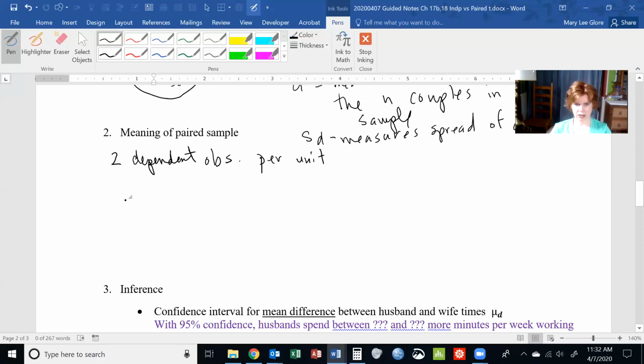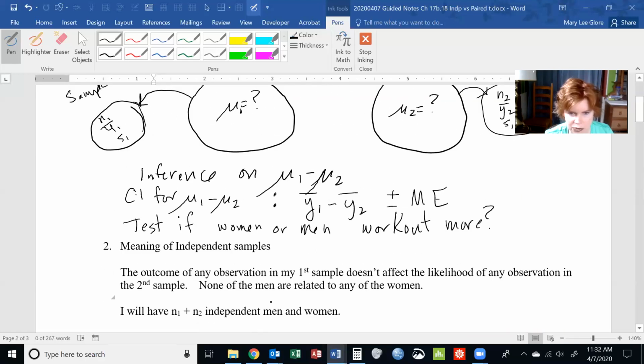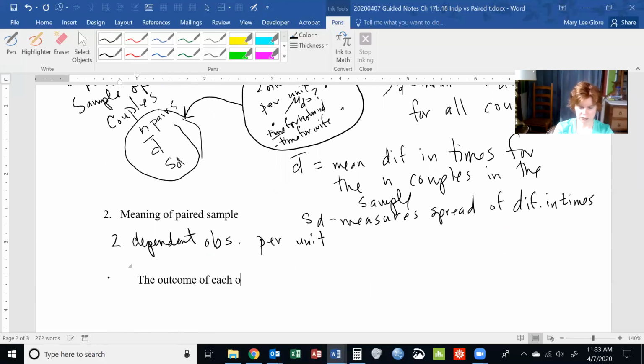In the same spirit as we talked about before up here, for independent samples the outcome of any observation in my first sample doesn't affect the likelihood of any observation in the second sample. For a paired sample, the outcome of each observation in the first column, in my data where I'm going to have two columns, does affect the likelihood of the observation in the same row in the second column of data.